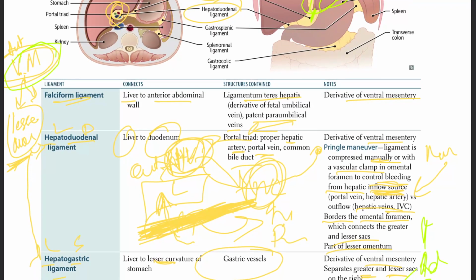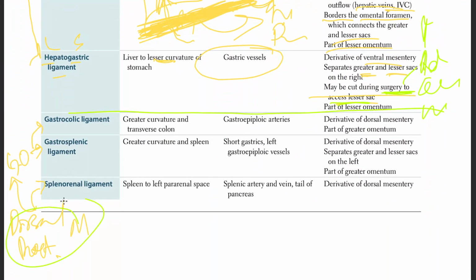ventral mesentery. Let's talk about the dorsal mesentery now. In the dorsal mesentery, the first thing you have is the splenorenal ligament. Spleen is spleen, renal means renal. You're connecting the spleen with the kidney. So you're going to have the splenic artery and vein and the tail of the pancreas. Remember, the tail of the pancreas was intraperitoneal. So that's what it is here, intraperitoneal. The tail of the pancreas is a derivative of the dorsal mesentery. That dorsal mesentery gave off the splenorenal ligament and the greater omentum.